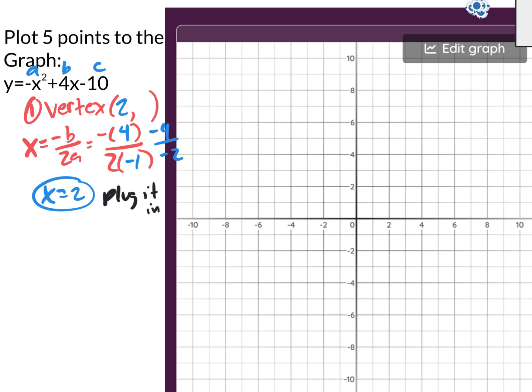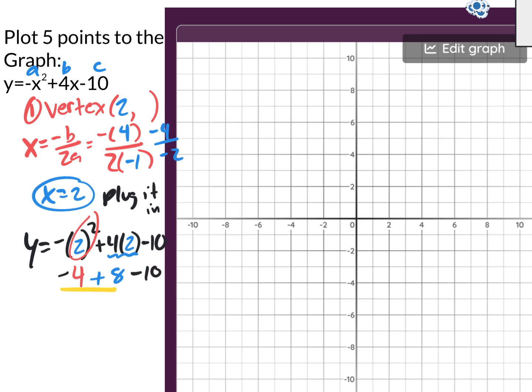And when you plug it in, you simply rewrite the equation. y equals negative x squared plus 4x minus 10. But instead of x's, we put parentheses. That way we could easily plug in that blue x value of 2. Doing the math, you do the exponent first. That's a 4. Bring down the negative that's in front. And then you could multiply next. 4 times 2 is 8, so plus 8. And then at the very end, you have a minus 10.